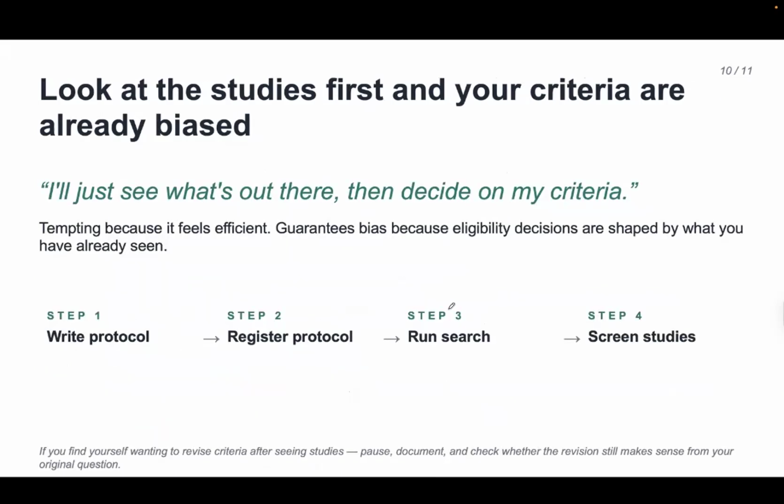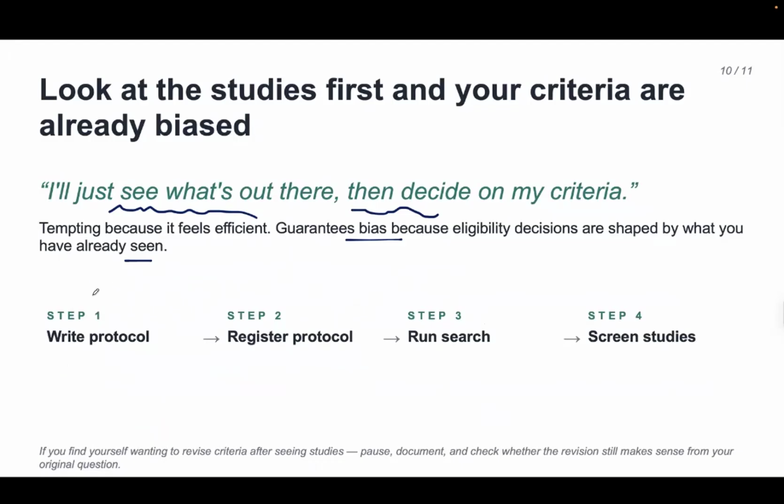Before we close, I want to name the most common misconception I see with new reviewers. It sounds like this: I'll just see what studies are out there and decide on my criteria. It is tempting because it feels efficient. It is also a guaranteed source of bias. Even with the best of intentions, once you have seen which studies exist, you cannot unsee them, and your eligibility decisions will be shaped by what you have seen.